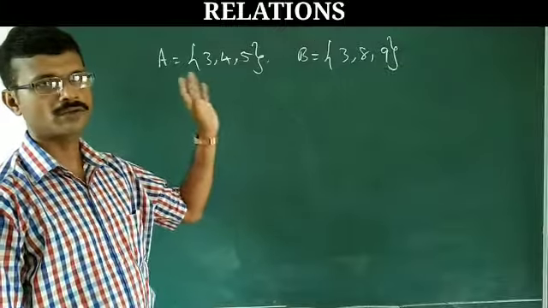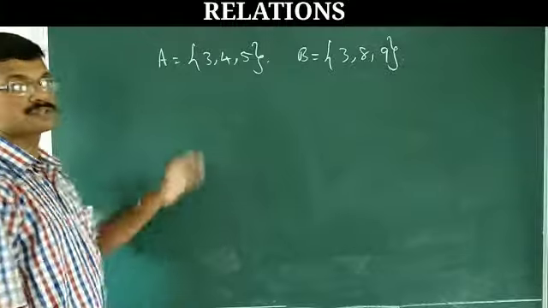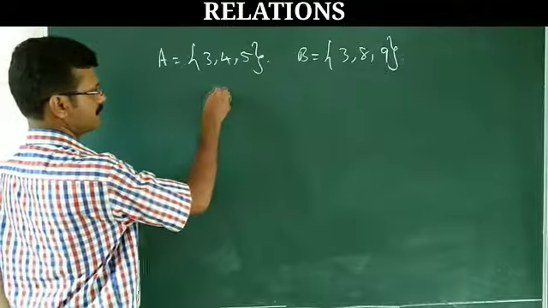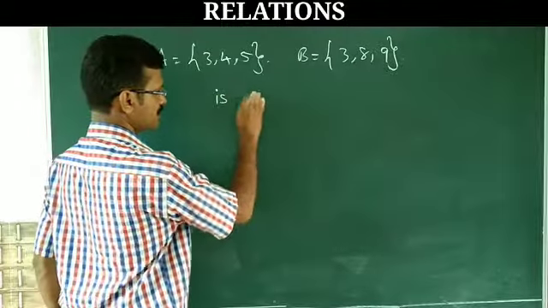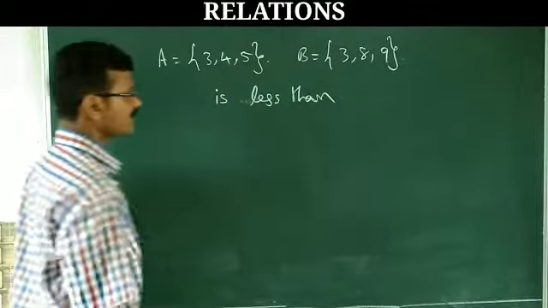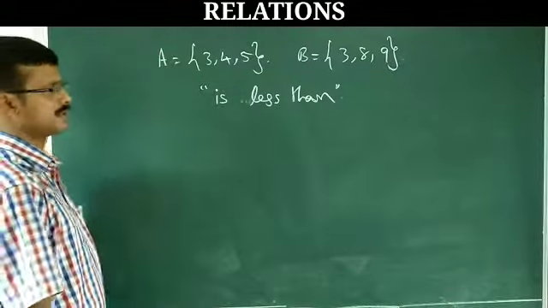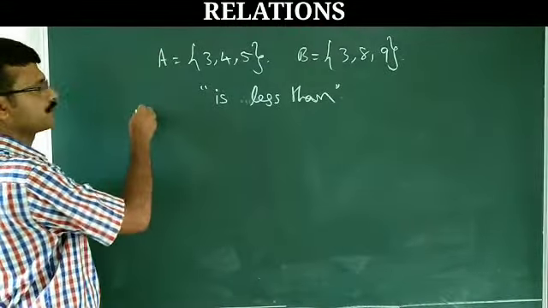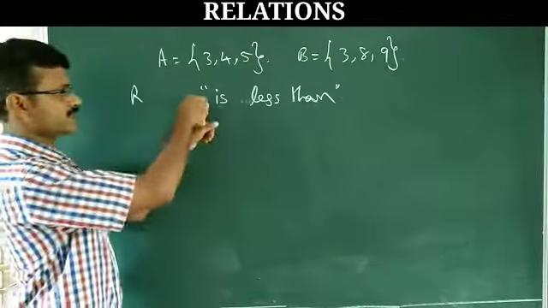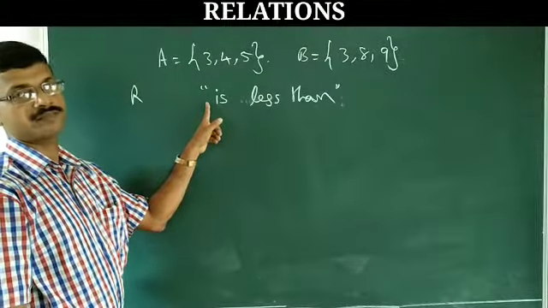I am not going for the whole cross product. I am going to select a few elements in such a way that I define a relation between the elements. The relation I am telling you is "is less than", a relation from A to B. Usually we use the letter R for the relation. It is given as "is less than", which means the X component is less than the Y component. So we need only such elements.